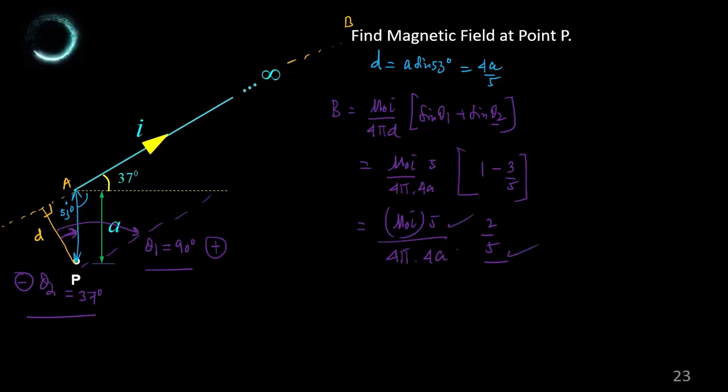So ultimately we are left with μ0 I by 8πa. That will be your answer.